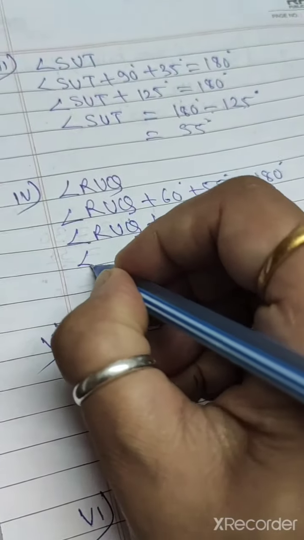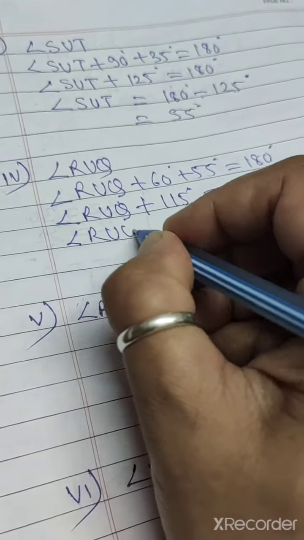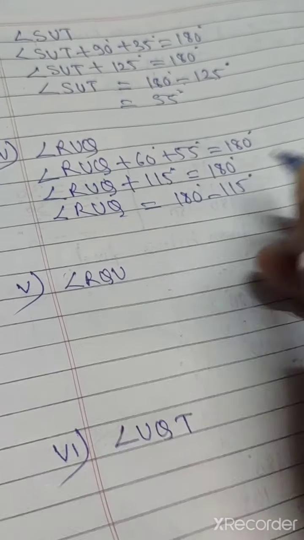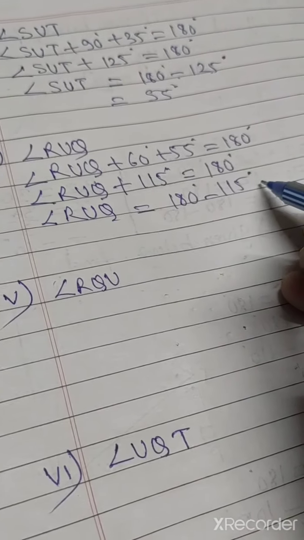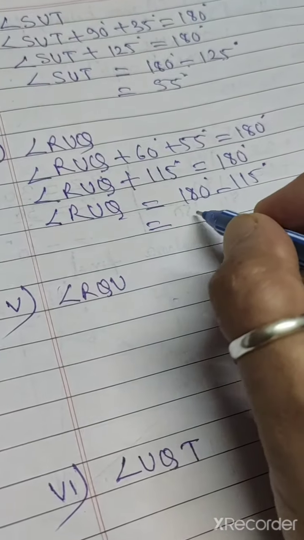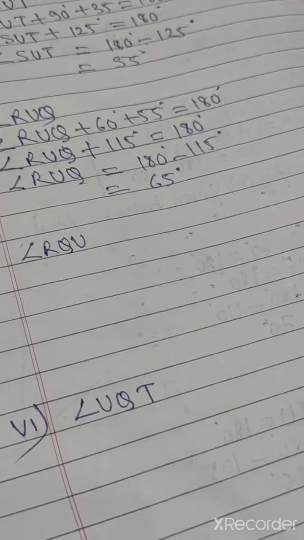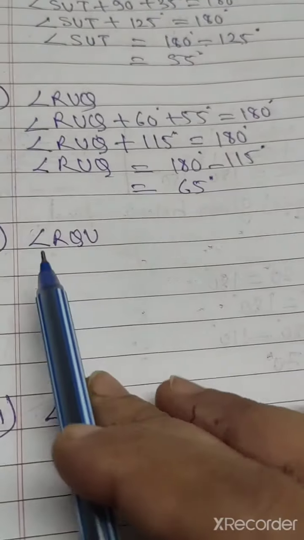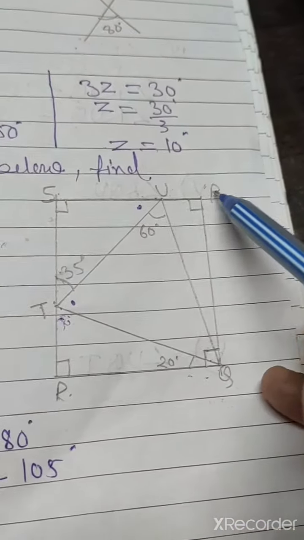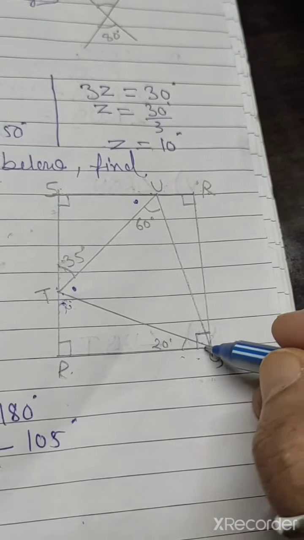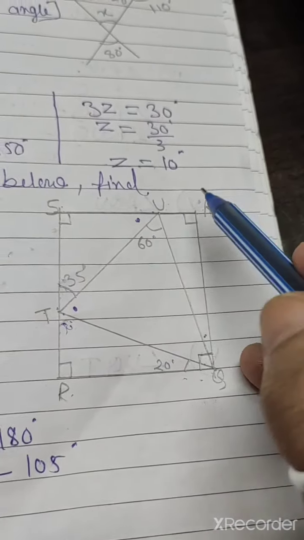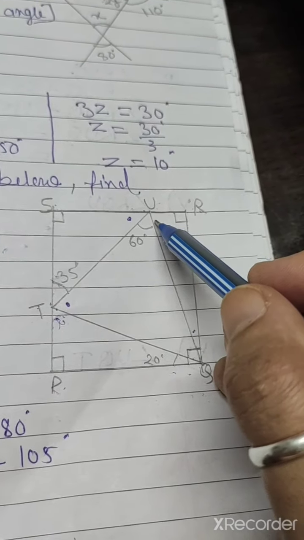So RUQ is equal to 180 minus 115, 65. 180 minus 115, 65. Next is RQU. See here, RQU. This one. Again, angle sum property. Just you calculate this angle 65.